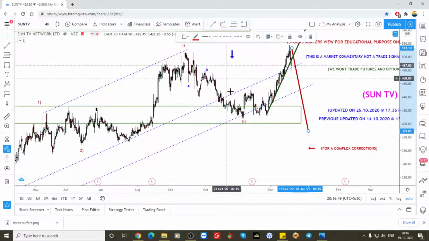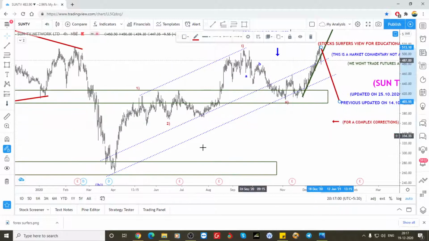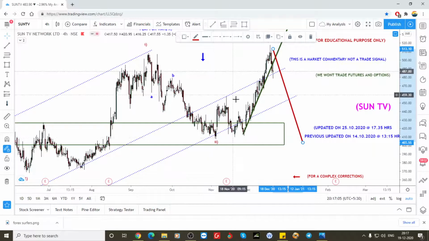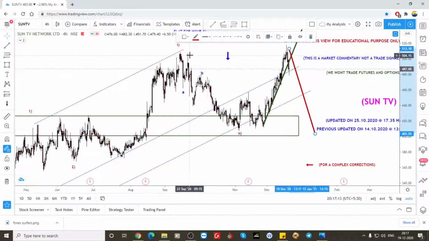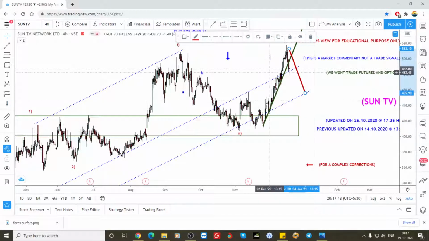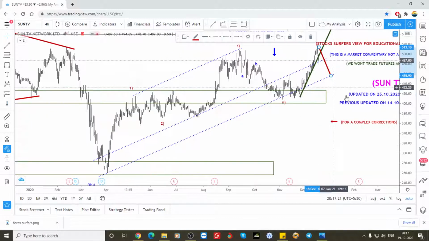Otherwise, if it is B, C, the B and C can drop like this, whether it is a running flat or it could be an irregular flat. But my bias is it won't break this channel, I think so, because it has already taken a lot of times it's broken, and again it retested, and again it bounced back into the channel. So that is why it's already broken the high also. So in my case, it could make an irregular flat or the running flat, and again it can shoot from here. So I'm expecting again to reach this support zone.